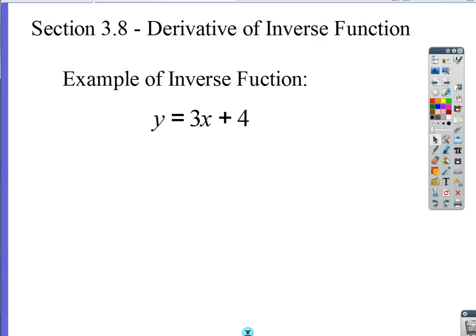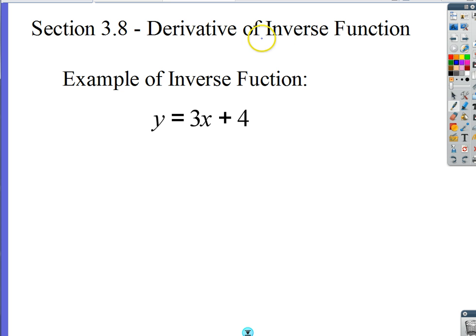Section 3.8, derivative of an inverse function, and actually derivative of inverse trig functions. This first part we're just going to deal with the derivative of the inverse function. We first have to remind ourselves what an inverse function is. An inverse function is where in Algebra 2 they told you to take the x's and the y's and flop them, and then solve for y.